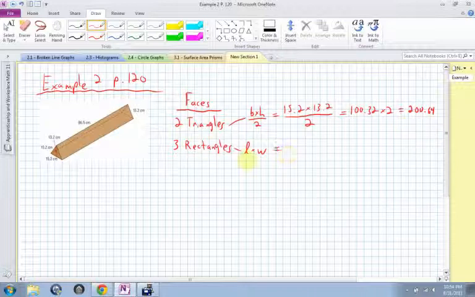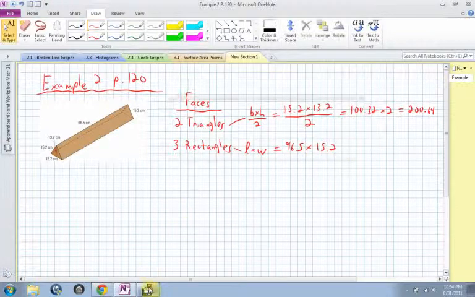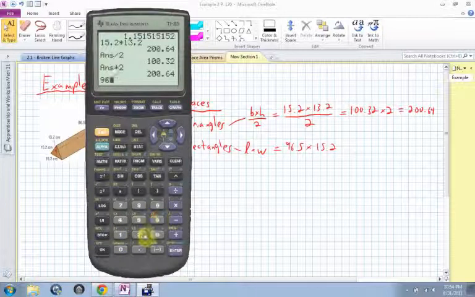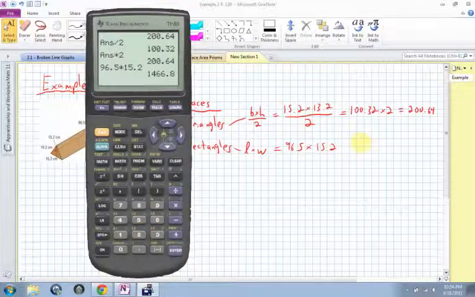For the rectangles, because it's just length times width, the length of every rectangle looks to be about 96.5 centimeters, and the width looks like it's 15.2, 15.2, and for this one here it's also 15.2. So for every rectangle, the length is 96.5 and the width is 15.2. So 96.5 times 15.2, you get 1466.8.